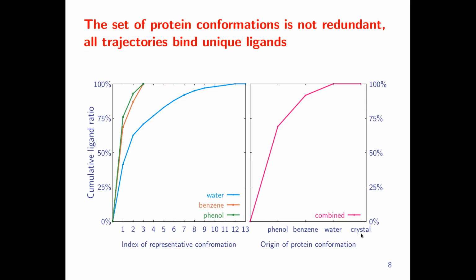This last data point corresponds to the crystal structure, and it can be seen that it discovers no new unique ligands that are not discovered by other MD trajectories already. So as a conclusion, one can say that the high number of protein conformations are not redundant because they discover new binders, and therefore their extra computational costs are well worth it.